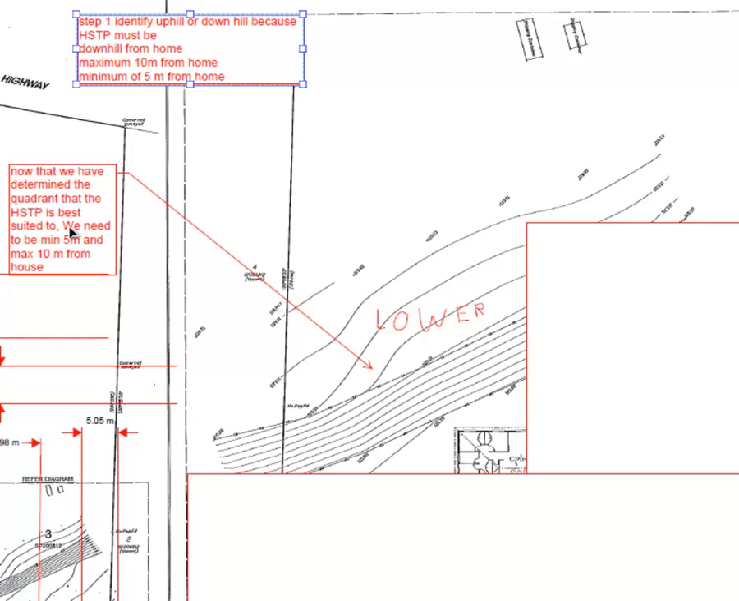Now that we have determined the quadrant that the HSTP is best suited to, we need to be a minimum of 5 meters and a maximum of 10 meters from the house. So that doesn't really leave a lot. Now, it's a minimum of 5 meters from the house and a maximum of 10. So what we'll do is we'll just work on that a little bit.